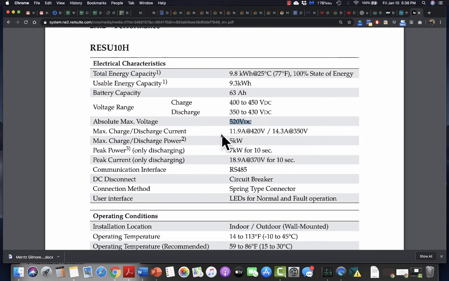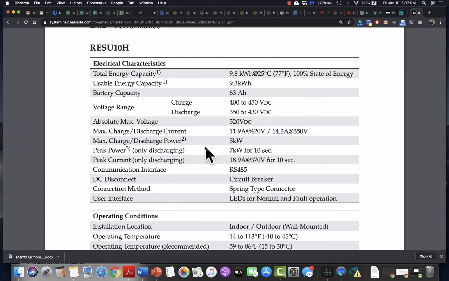We could also see our currents right here. So our lower current at 420 volts would be 11.9 amps. And our upper current at 350 volts is 14.3 amps. So you remember, you have to size it based on the lower voltage. That is something that we look at when we're looking at the National Electrical Code. You base it on your lower voltage, which is going to be your higher current, because voltage times current is power.